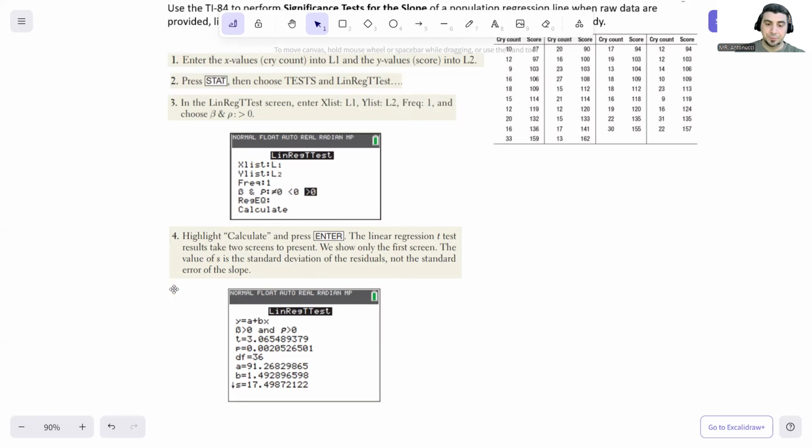But we have the linear regression model, the parameters for beta and P. The t value is 3.06, the p-value is 0.002, and it gives us the degrees of freedom, the a value, the b value, and the value of s, which is the standard deviation of the residuals, not the standard error of the slope. So just be careful about that. But the main thing we wanted here was the t value and the p-value.